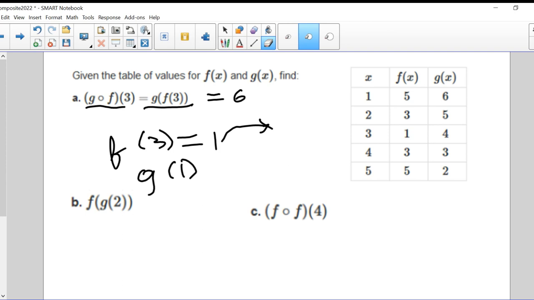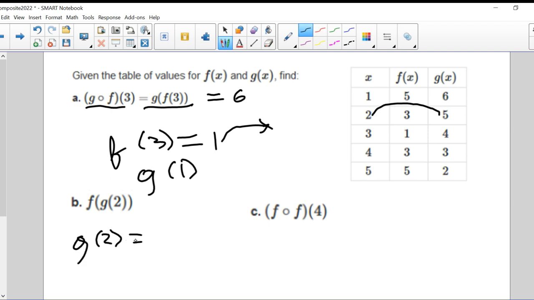So, the g of 2. I'm going from 2 over to the corresponding value in the g column. The g of 2 is 5. Write that down. So I'm going to go now to 5 and ask myself, what's the f value for that? That takes me to this value right here. So you're absolutely right. The f of the g of 2 is in fact equal to 5, because 5 takes me to 5 in the f column. All right, excellent.